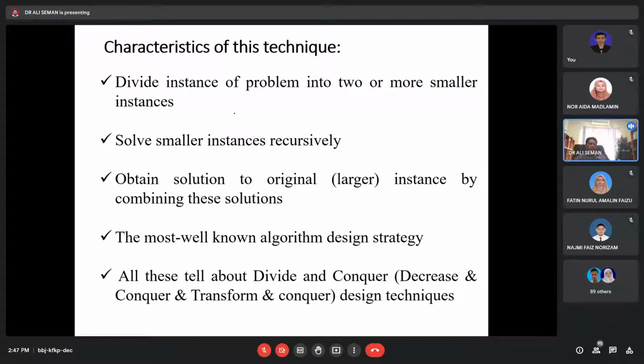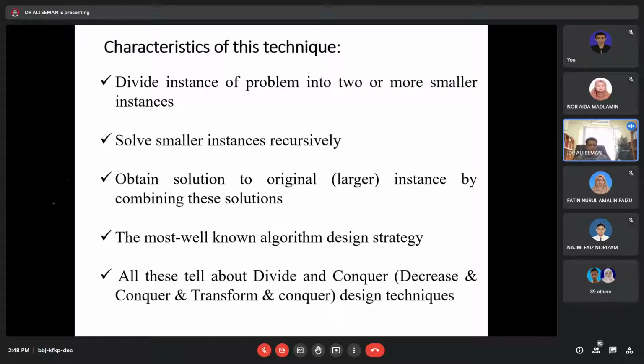Secondly, solve the smaller instances recursively. It means when we divide into sub problem number 1 and sub problem number 2, we need to solve them based on the smaller instance, which is the sub problem, before we merge together so that we can solve the original, which is the bigger problem. Next is obtain the solution to the original or larger instance by combining these solutions. It means we use the same solution for each sub problem, solve it until you stop and come back to reconcile to the original problem, and finally we can solve the bigger problem.